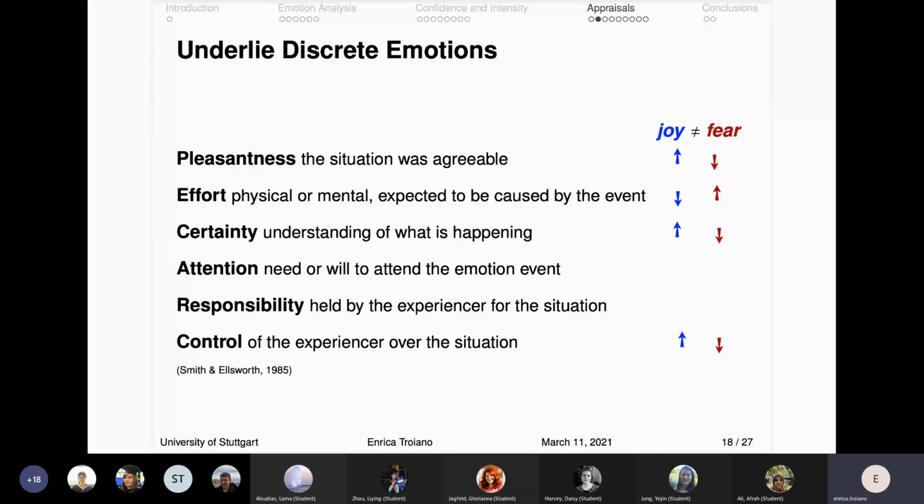associated to these dimensions. For instance, joy is more likely to arise in a pleasant situation, one in which I don't have to expend effort, one in which I am certain about what is going on, and one in which I feel like I am in control. Instead, fear is more likely to occur when the situation is not pleasant, when the situation requires me to expend some effort, either physical or mental, when I am not so sure about what is going on. I see the crocodile and I'm sure about that, but I'm not sure about how the event is developing. And so accordingly, I feel like I am not in control of the situation.